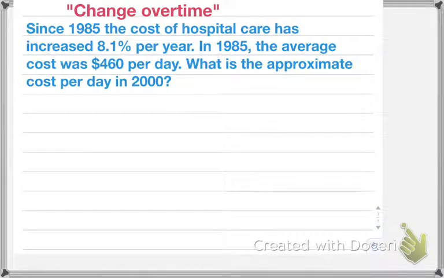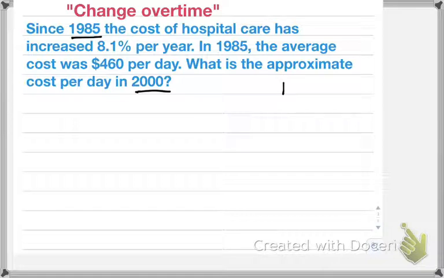This is another example of change over time. We still have a percentage in here, but it doesn't give us some explicit information we have to think about. So in 1985, the cost of hospital care has since then increased 8.1% per year. In 1985, the cost was $460 per day. What is the approximate cost per day in 2000? So we have to think about what our time frame is. We have to look at 1985 to 2000. Well, that's a difference of 15 years.